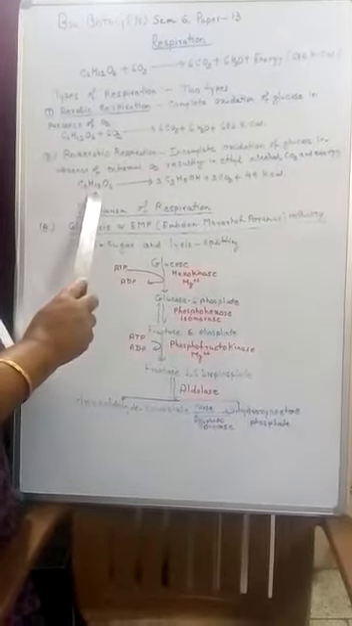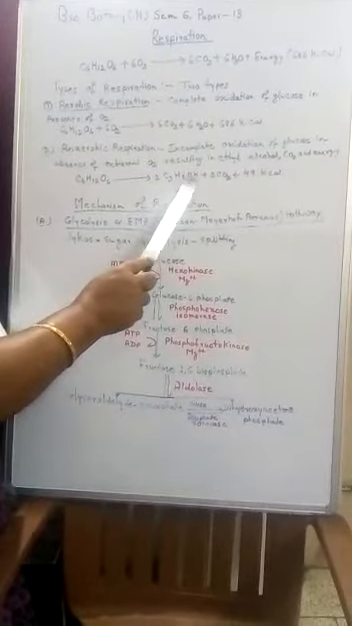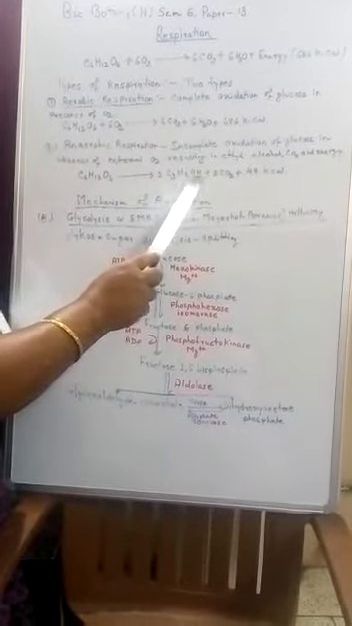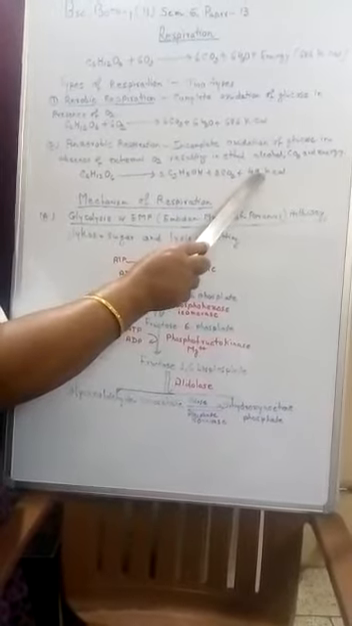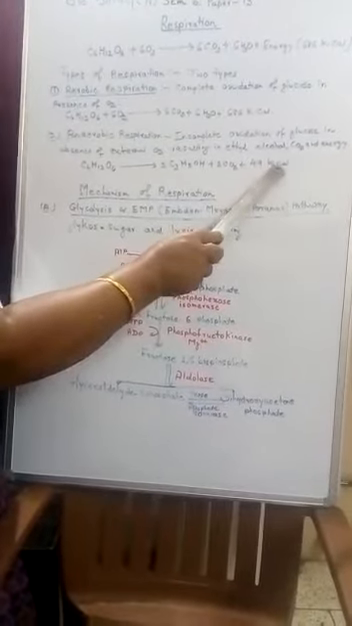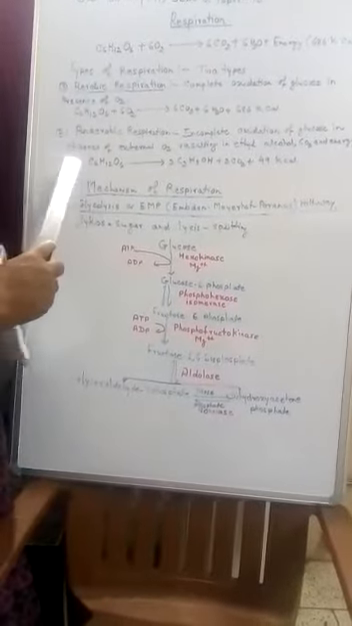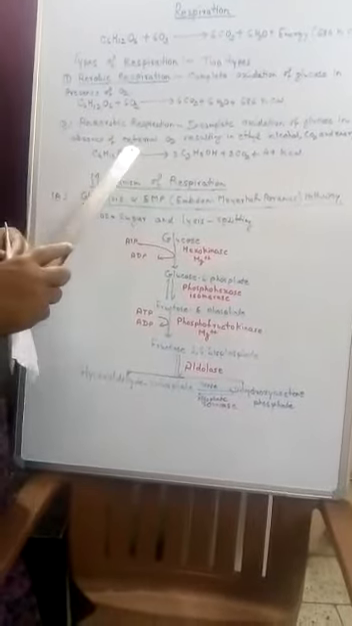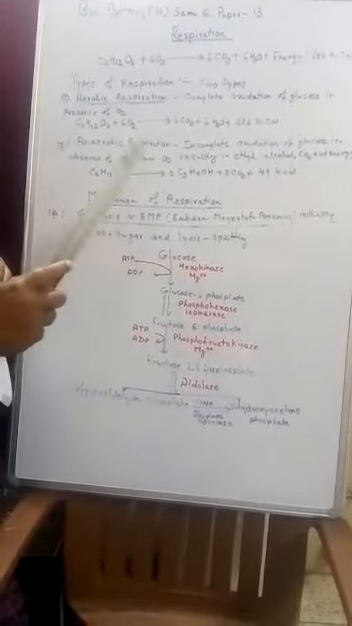This is the glucose C6H12O6, and for the ethyl alcohol C2H5OH, carbon dioxide, and a lesser amount of energy, that is 49 kilocalories. And these are the types of respiration performed in different plants and different tissues. So what is the mechanism of respiration, how is it performed?